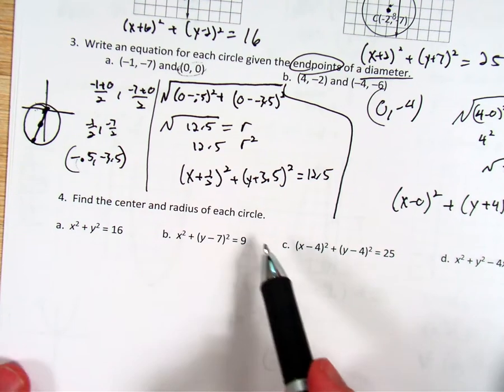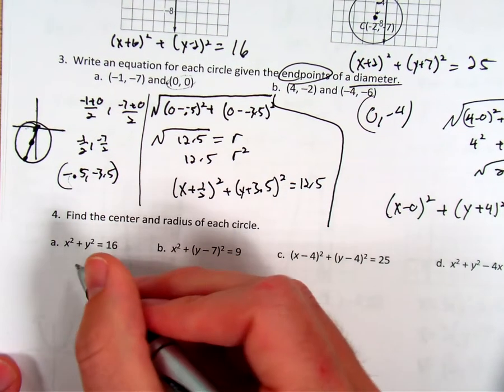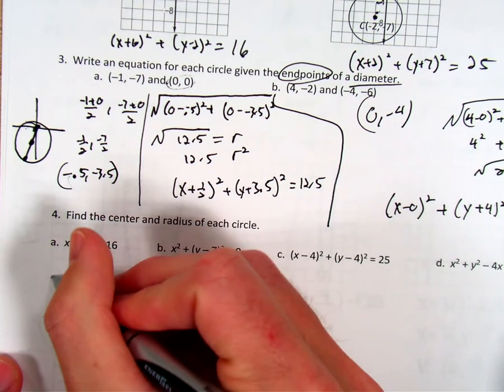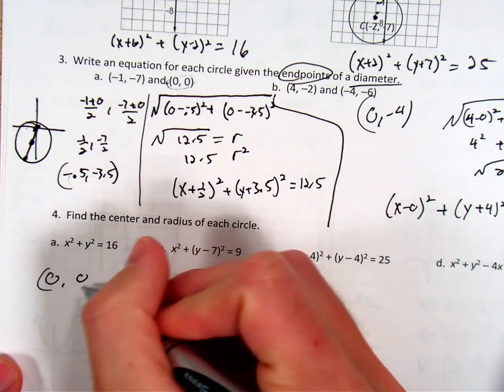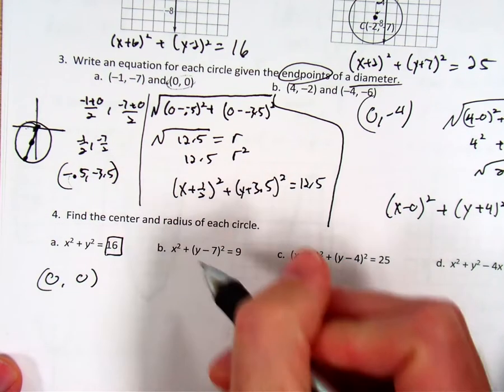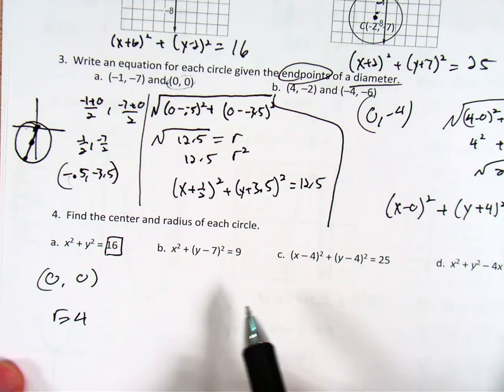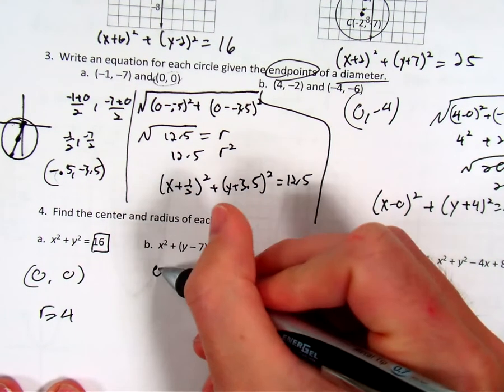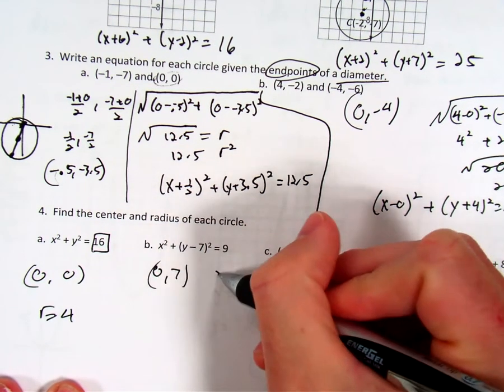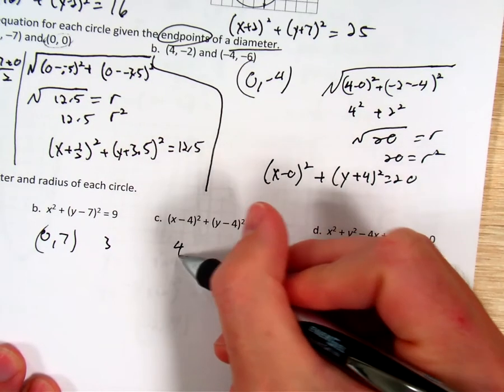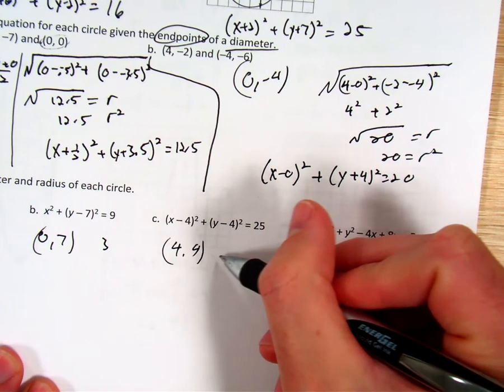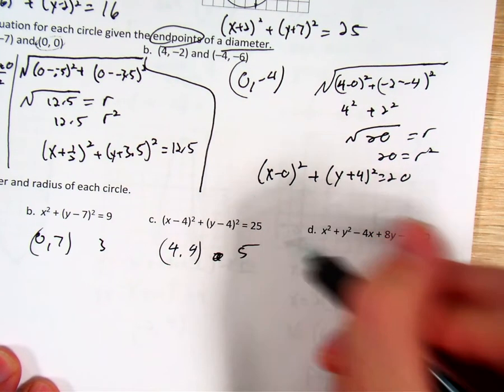Find the center and radius of each circle. This one should be pretty easy for you guys. There's nothing in there, so that's going to be 0, 0. And then this is r squared, so my radius is 4. Okay, we'll have 0, 7 with a radius of 3, 4, 4 with a radius of 5.